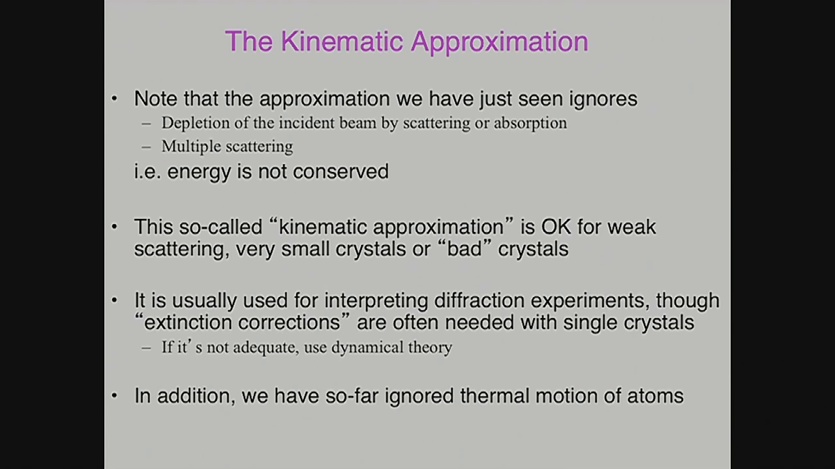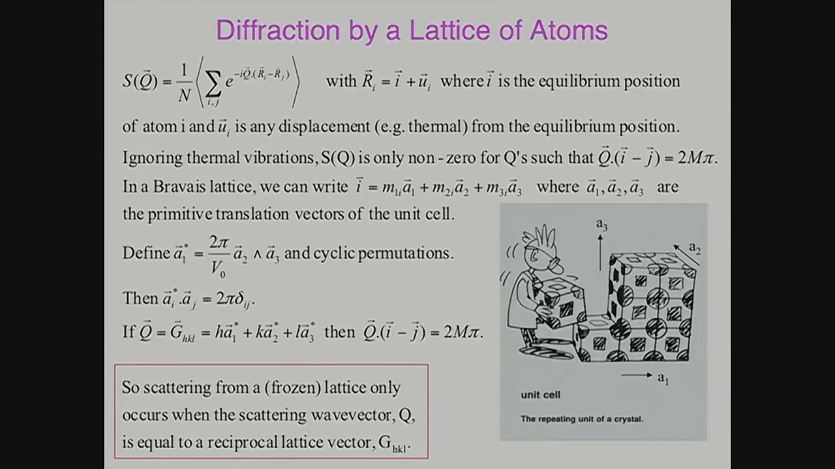A bad crystal means one where the orientation of the crystal in one part of the crystal is not quite the same as the orientation in another part of the crystal. So that's a sort of a word of warning. And in addition, this whole thing ignores completely the fact that the atoms might move in real life and not just be fixed on their lattice sites. So it's a useful approximation in many cases, but you ought to be aware of its limitations.